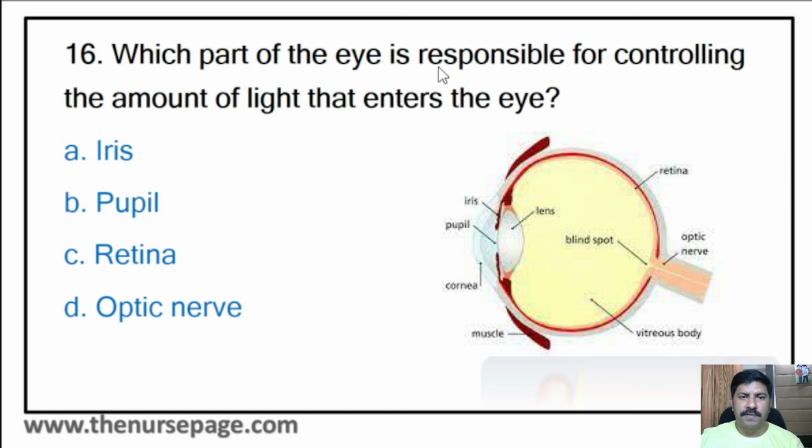16th question. Which part of the eye is responsible for controlling the amount of light that enters the eye? Iris, pupil, retina, optic nerve. Correct answer, iris. Iris will control how much light should enter the eye. According to the light brightness, the iris will control its size because it will act like a door.